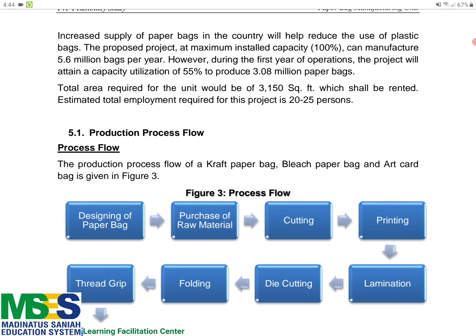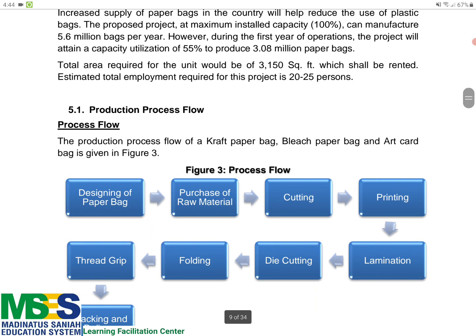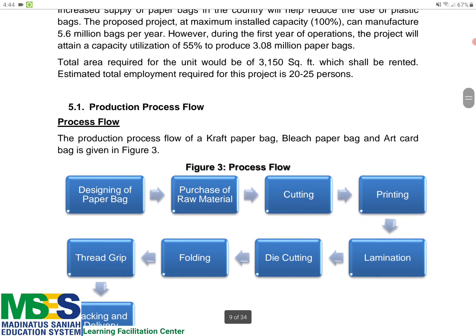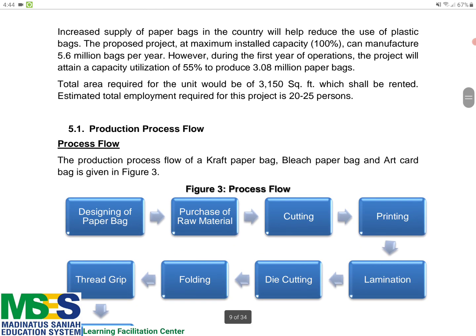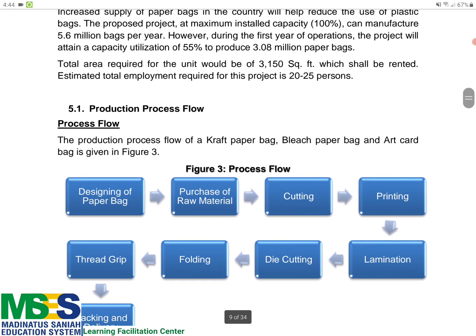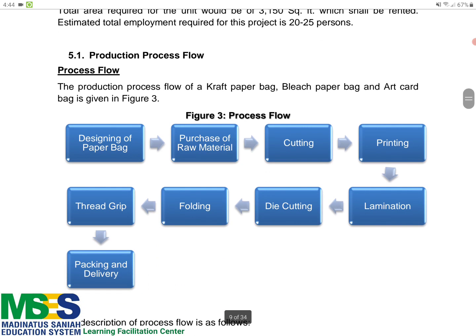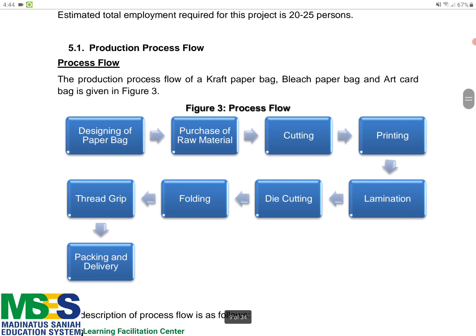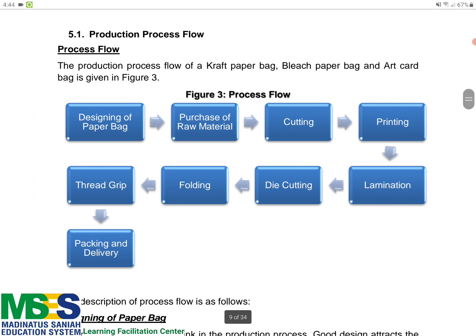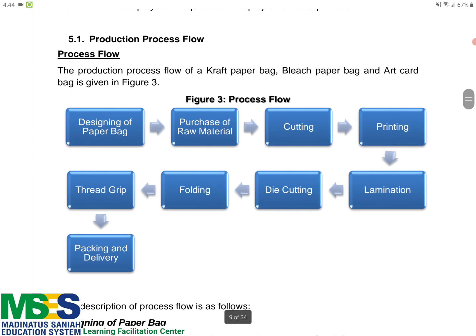The second step is purchase of raw material. What is the raw material for paper bags? The raw material for a paper bag is paper and some kinds of threads or ropes that are used to hold the bag. Yes, strings. Okay, then after purchasing the raw material, what happens?